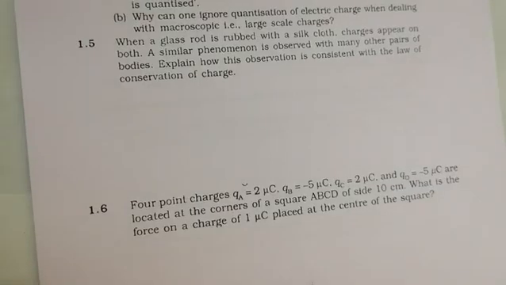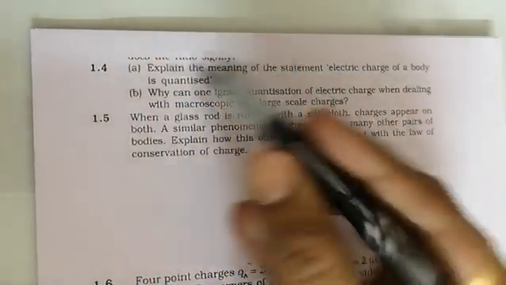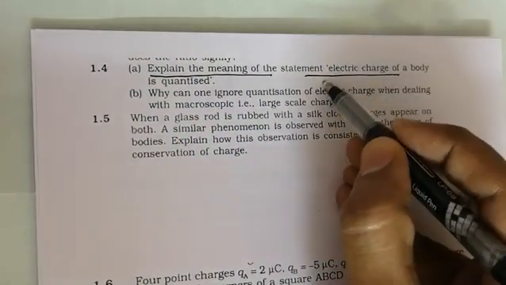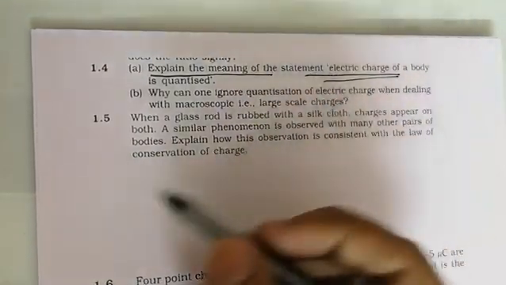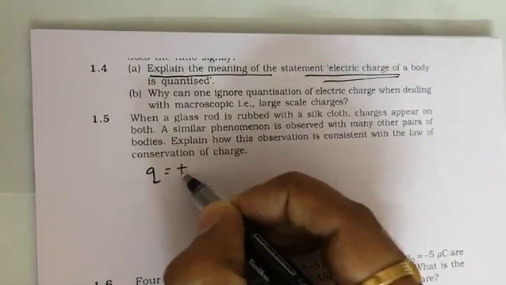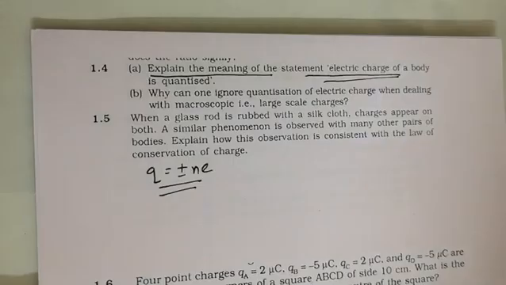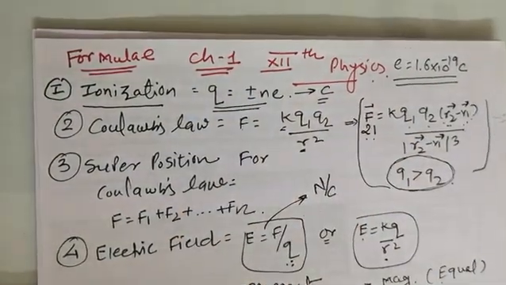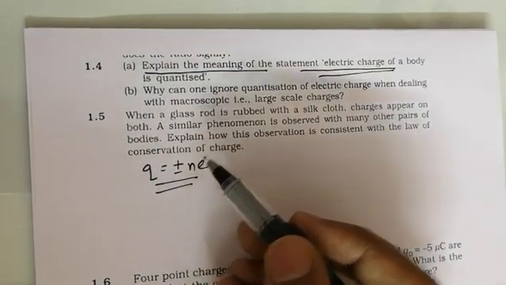Another theoretical part, I have just taken two examples together, 1.4 and 1.5. Both ask the meaning of the statement that the electric charge of a body is quantized. We have already discussed this in the previous part, and it deals with the very first formula. If you remember, it is charging by ionization method, Q equals plus or minus Ne. So ionization can be done by the formula plus or minus Ne. It is quite simple and obvious.